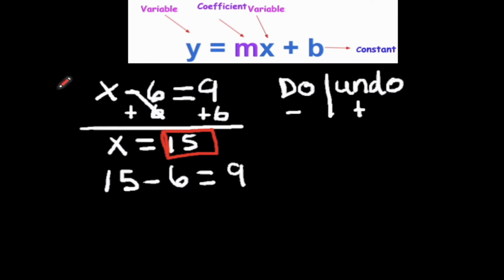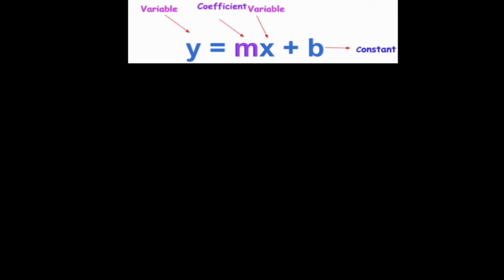So let's go ahead and solve by subtraction. Let me go ahead and clear this out. All right, so let's say that you're given something like negative 12 plus y equals 8.